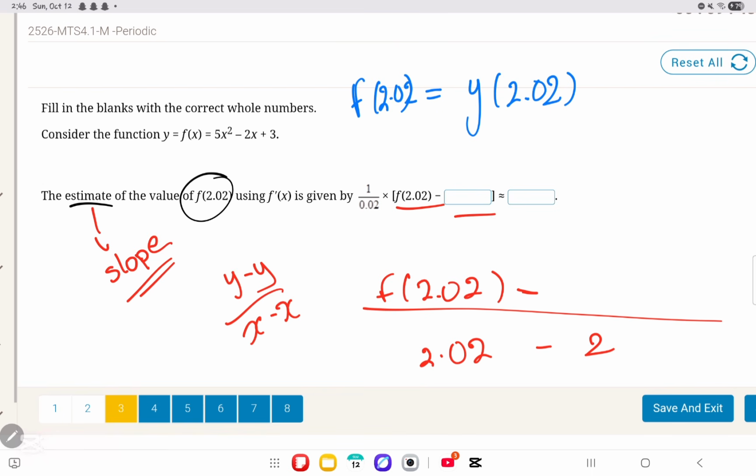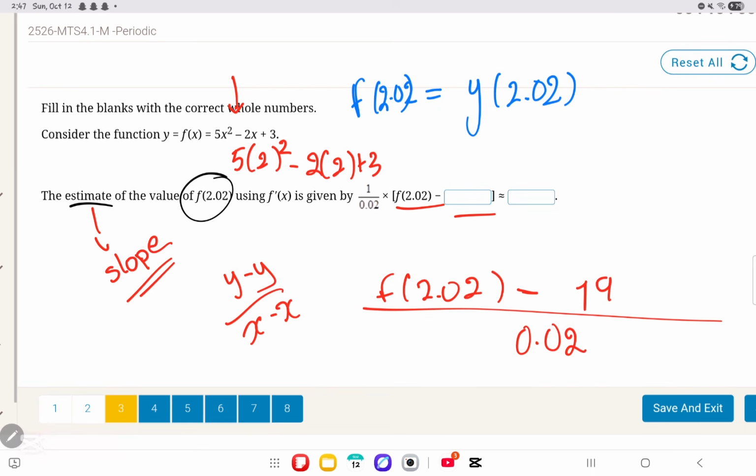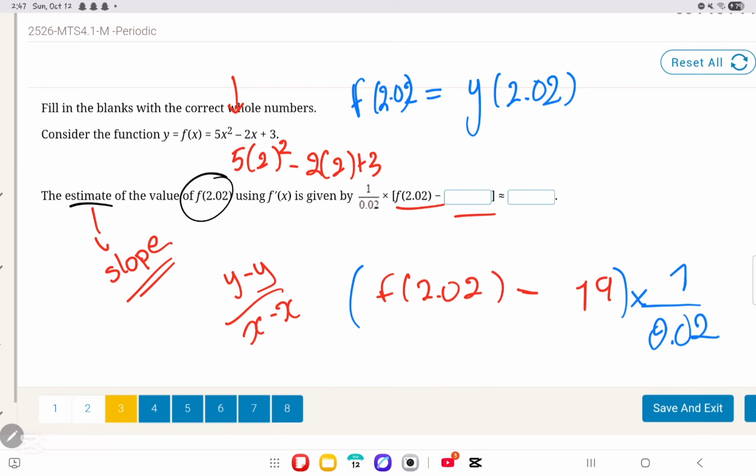What do we need to do then in this scenario? We will need to substitute 2 in here, okay? So it's going to be 5 times 2 squared minus 2 times 2 plus 3. So that is 19. And then 2.02 minus 2 is 0.02. Now, let's make it in the format they want. They kept this, right? And they multiplied it by 1 over 0.02. That means that number over here is 19.